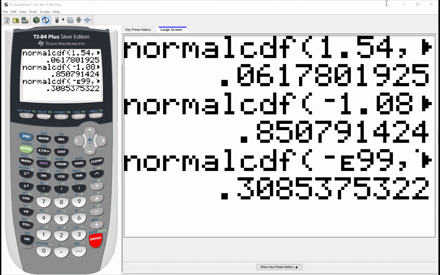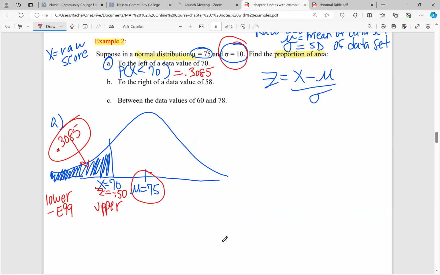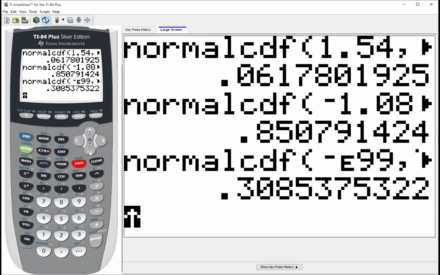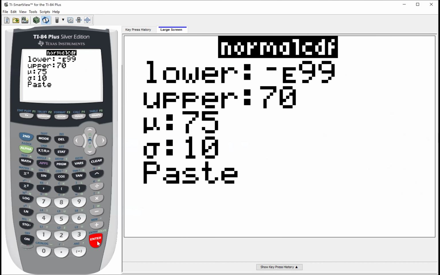Now, the other way we could do this is by using the z-score. We could use the upper value as negative 0.5. So let's do that, and you'll see we're going to get the same answer. So let's pull up normal CDF. My lower is still negative infinity, but now let's use for the upper negative 0.5. We'll use the z-score instead of the raw score.